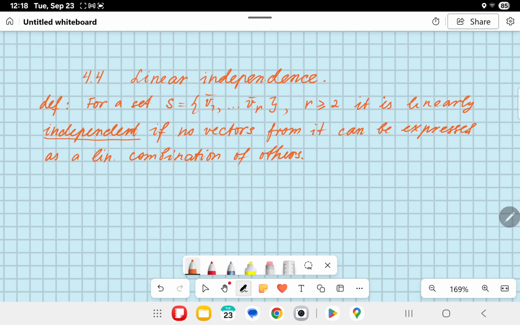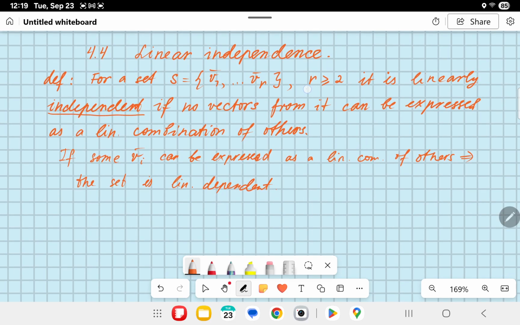I'm going to finish my definition with the second part. If some vi can be expressed as a linear combination of others, the set is linearly dependent. Okay, that's kind of good.